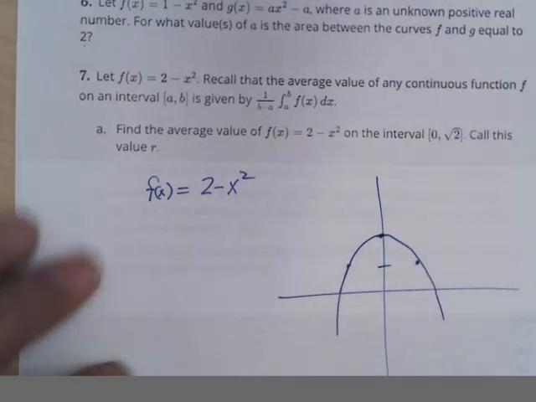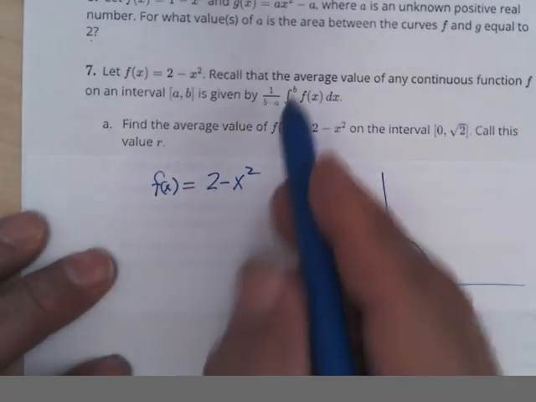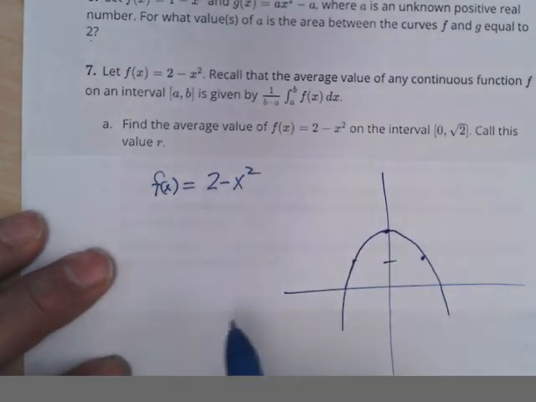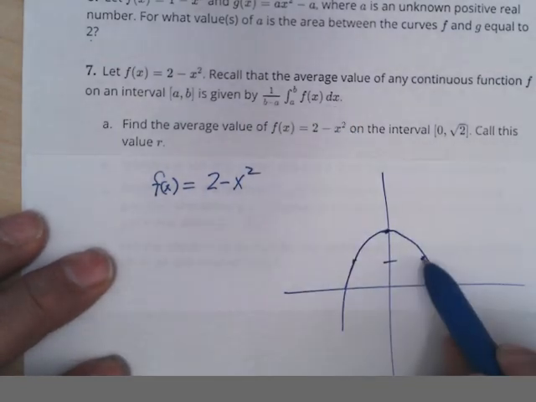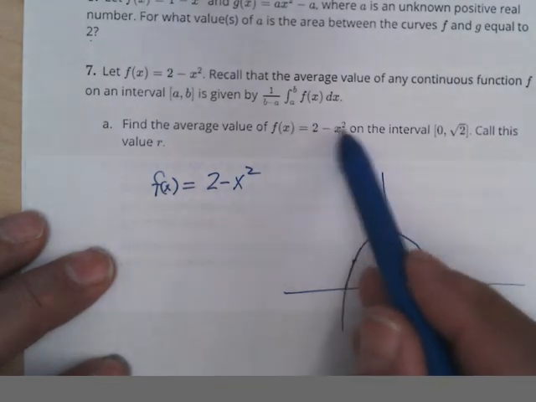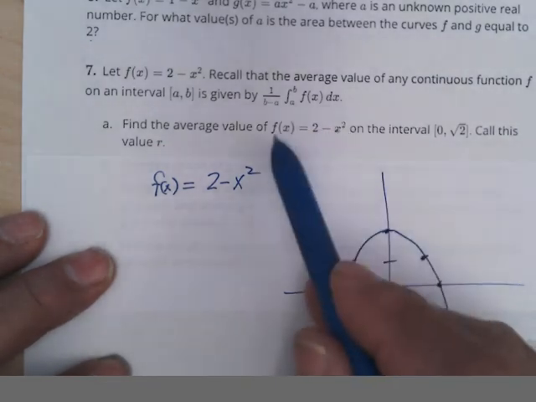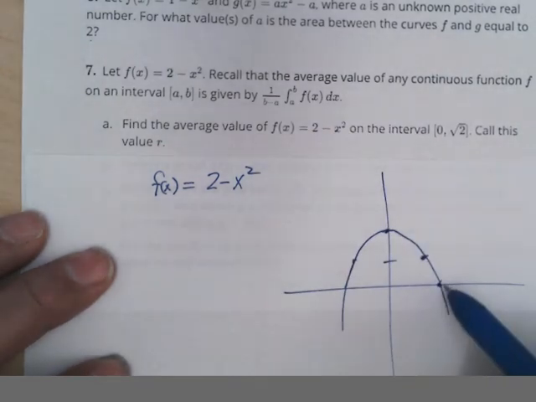And it says, find the average value of this. And they remind you of what it is right there. And this happens to be, if you set this equal to 0, you're going to get x squared equals 2, and so x equals the square root of 2. So this is square root of 2.